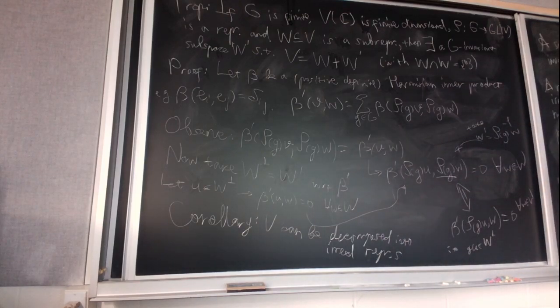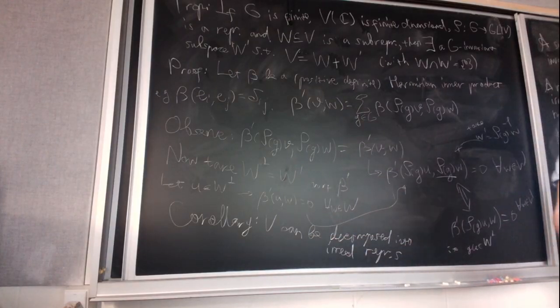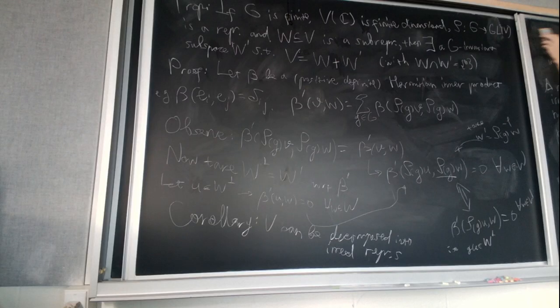And actually, a similar fact to this corollary is true for compact groups, but not for all groups. That's all I'm going to say. I'm going to erase this. Now, let's talk a tiny bit about maps between representations, and then we'll prove Schur's lemma, and then we'll finally talk about Lie groups.